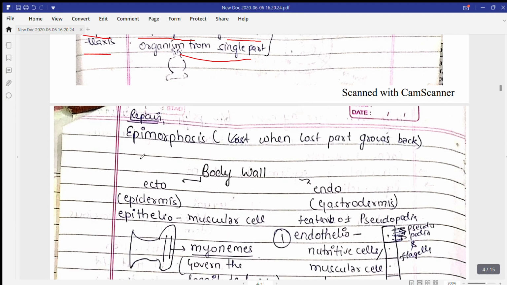When we talk about epimorphosis, that means when a lost part grows back. Take an example: if we have a Hydra and we cut its tentacles, then through epimorphosis those tentacles can grow back. So that is called epimorphosis.